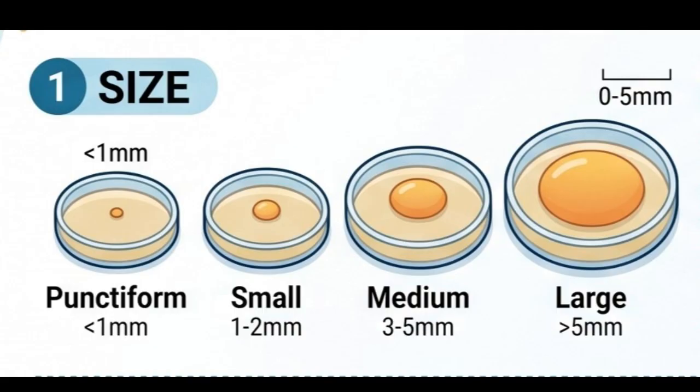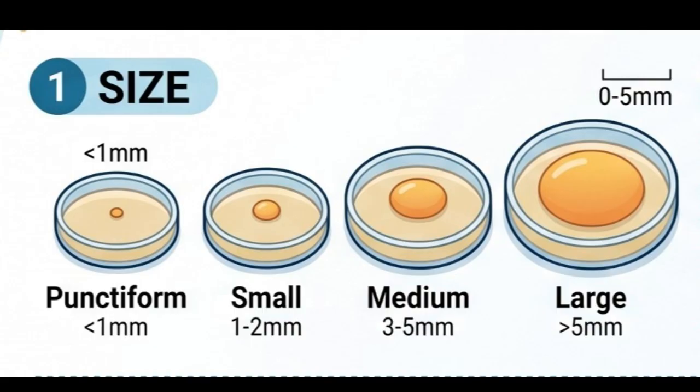In microbiology, we don't just guess, we categorize. Punctiform. These are tiny pinpoint colonies, often less than 1 millimeter. Think of Streptococcus species. Small, medium, and large. Most labs use these relative terms compared to the plate size.